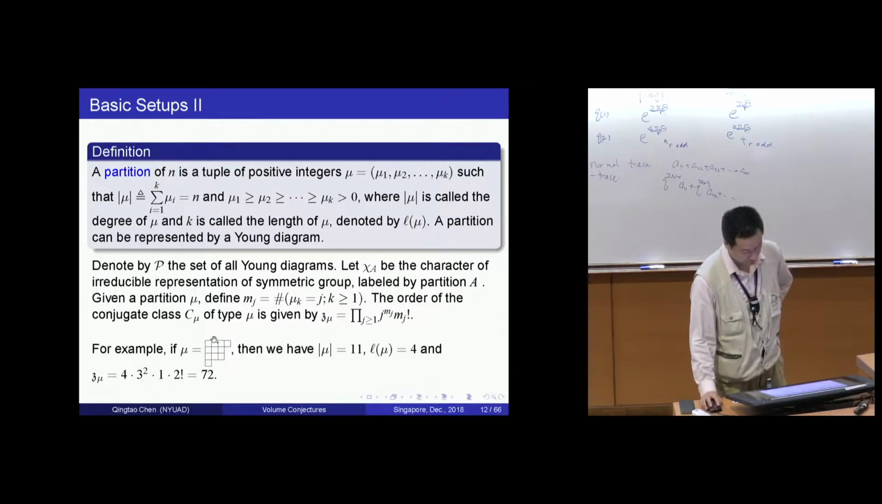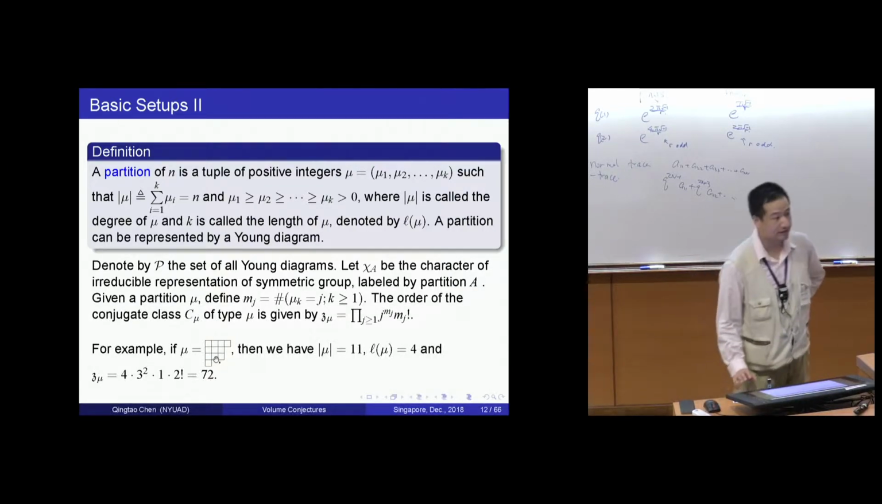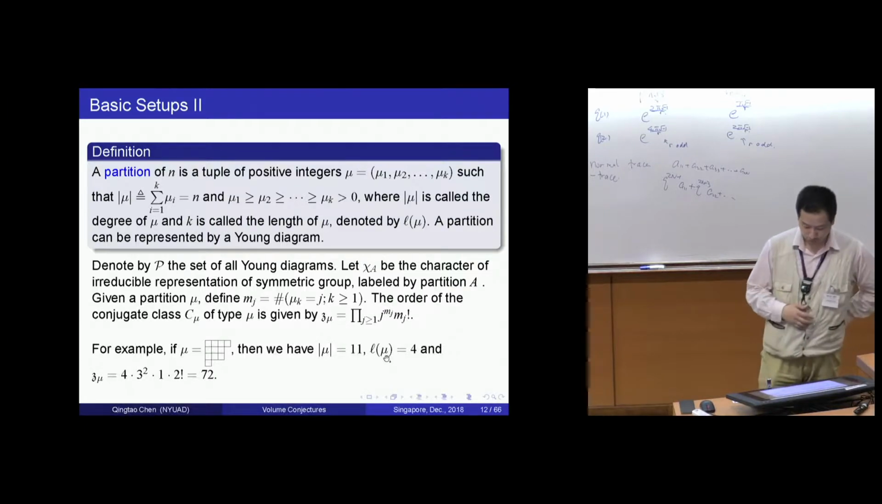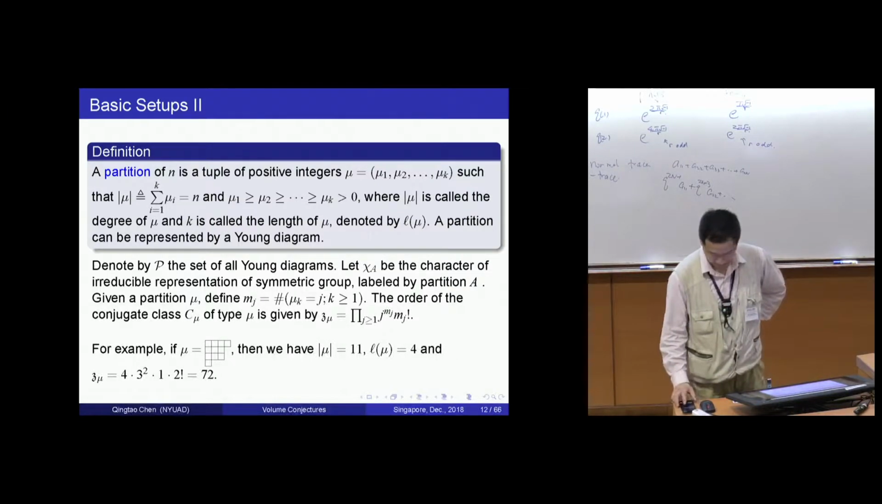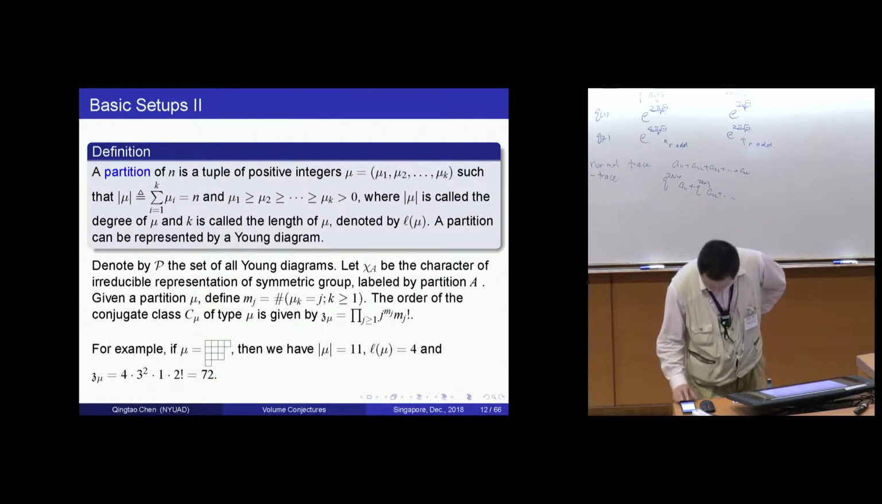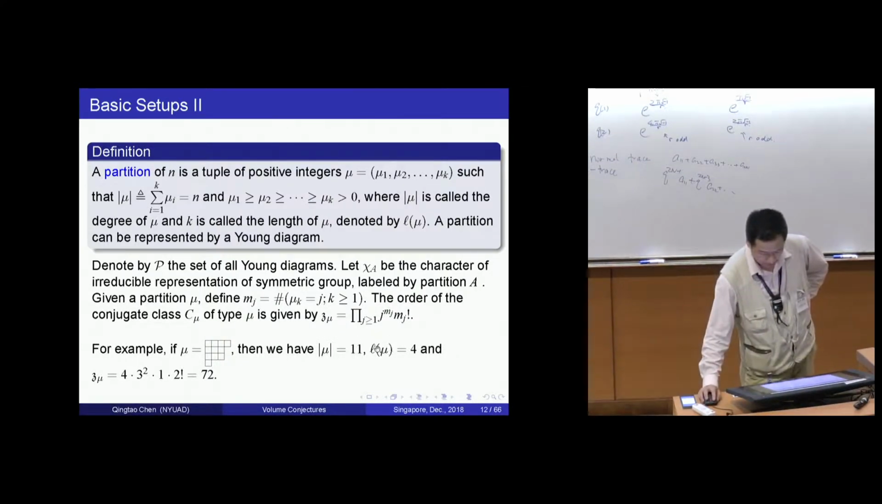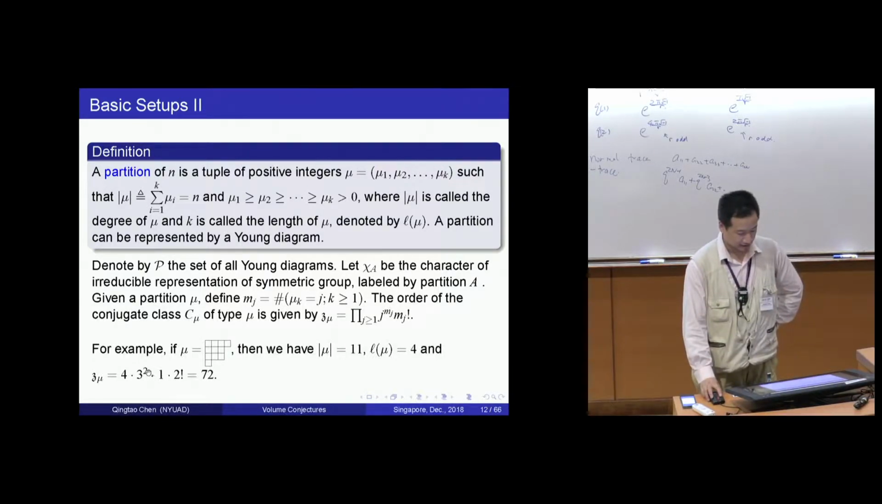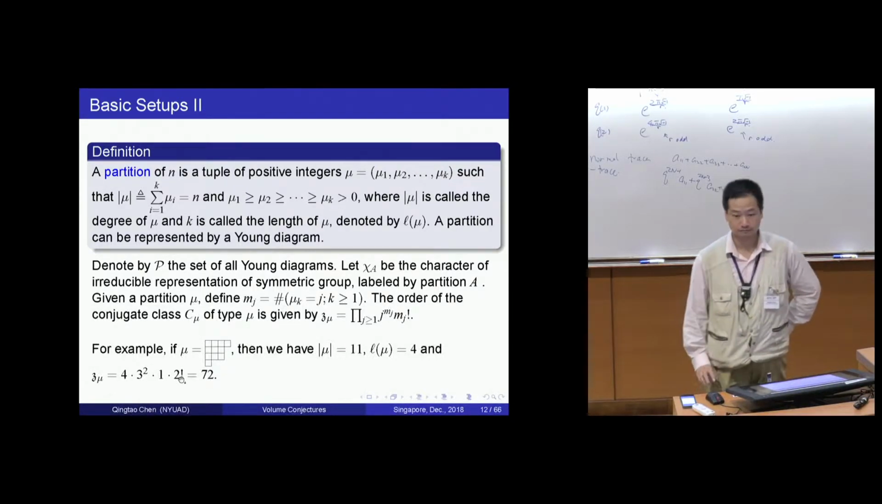For example, we have such a Young tableau. In total it has 11 boxes. You can see here 4 plus 3 plus 3 plus 1 is 11. So 11 boxes, and l(mu) means you have 4 rows. The first row is mu1, which is 4, mu2 and mu3 are 3, and mu4 is 1. And here z_mu is the order of the centralizer of the conjugacy class. The 3 appears 2 times, so here you have 2 factorial.